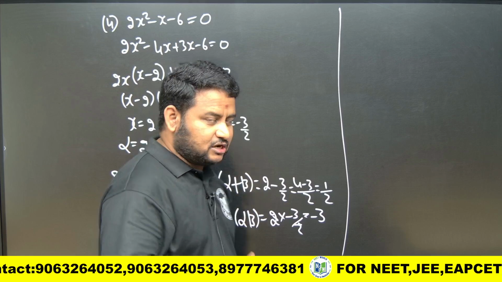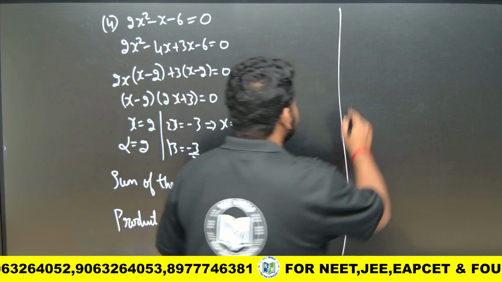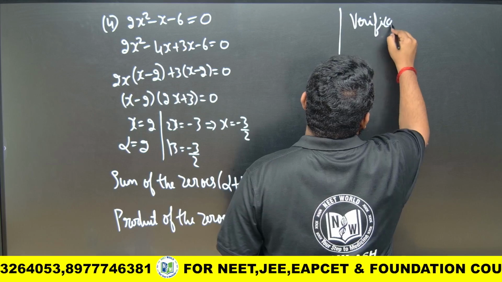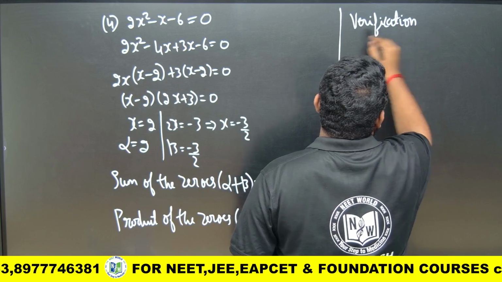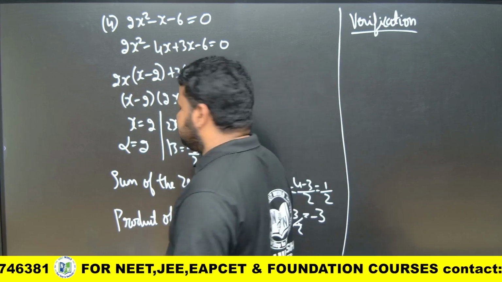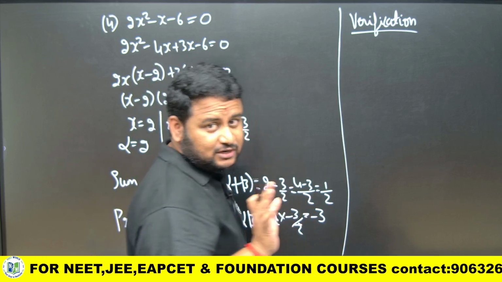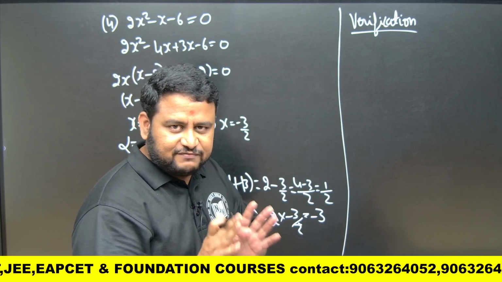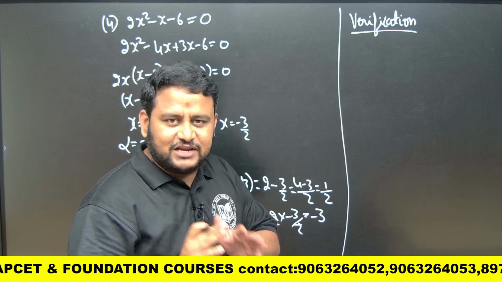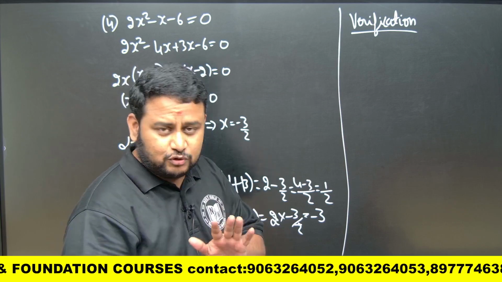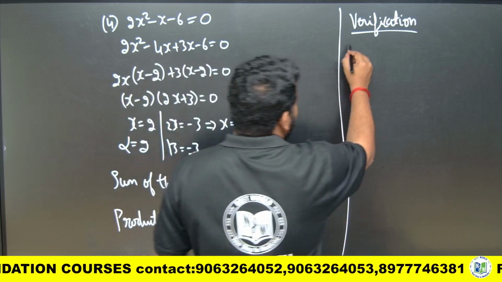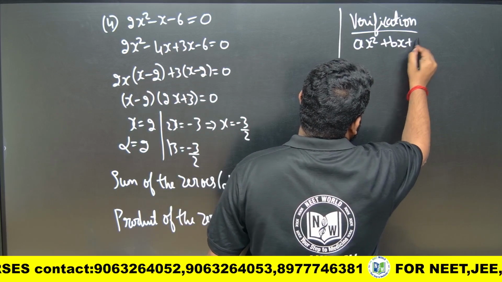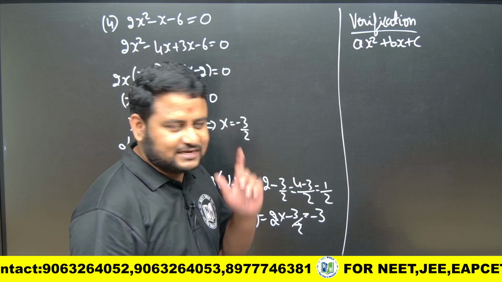Now we have to do verification. They have also asked us to verify. So when it comes to verification, as I told first, we have to write the standard form, compare it with our equation and find the a value, b value and c value, then use the formula method so that we don't go wrong. So what is our standard form? That is ax² + bx + c, correct?